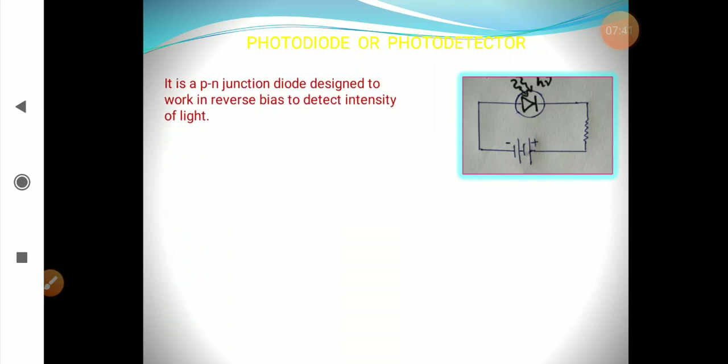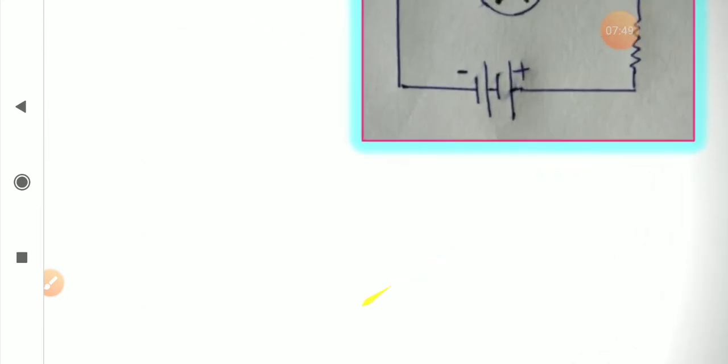Now, it is a PN junction diode designed to work in reverse bias to detect intensity of light, and you can see the circuit diagram here.